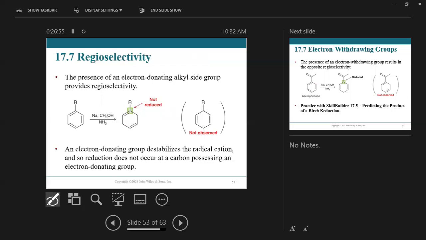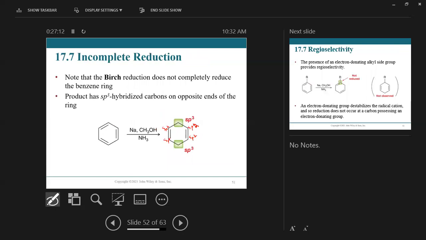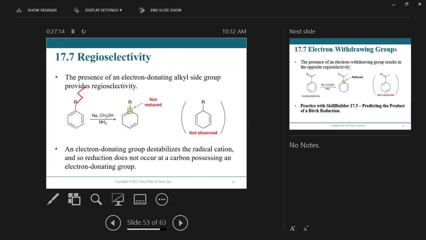It says the presence of electron donating alkyl side group provides regioselectivity. So this is not reduced. So this is not observed. So if you have this right here, if you have some type of alkyl group, because remember in this we just had benzene, right? If we add just, I guess if it just add one, which would be toluene, this is not going to be reduced and this is not going to be observed.